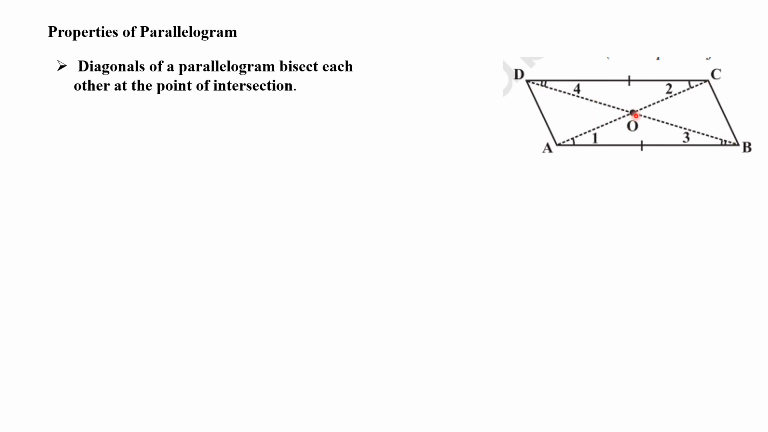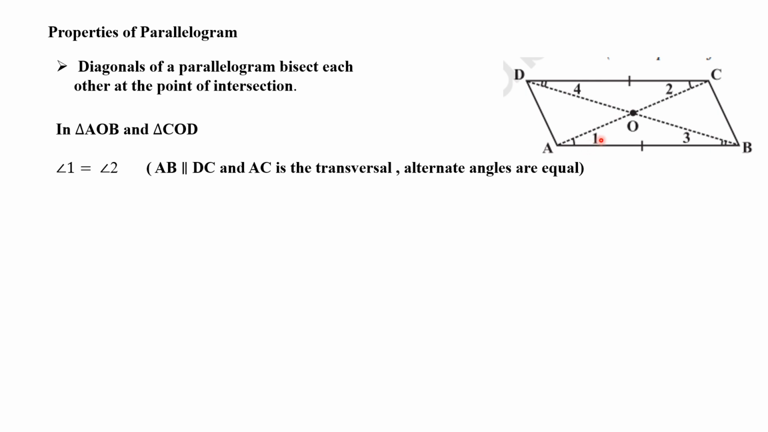Now again I am going to show why the diagonals are getting bisected and they are equal. So again I am using the concept of congruency of triangles and I am going to take two triangles, triangle AOB and triangle COD. Now if you see here in both the triangles, angle 1 is equal to angle 2. Now why? Because we know that in a parallelogram opposite sides are parallel. So AB is parallel to CD and AC is the transversal. So we can say the alternate angles will be equal. So angle 1 is equal to angle 2.